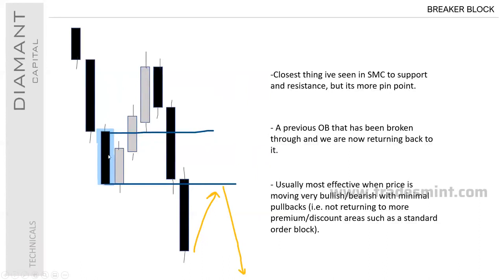A previous order block that has been broken through, we've smashed right through it to the downside, and now we're returning back to it. Usually it's most effective when prices move in very bullish or bearish with minimal pullbacks. So what do I mean by that? Sometimes you're going to get perfect order flow where price moves like this. But how often do you see that? Very rarely. I'm going to be honest.